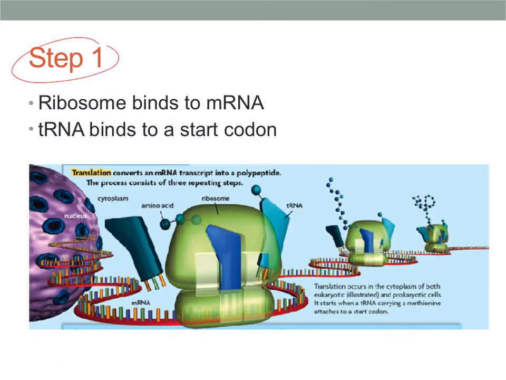Step 1 of translation. The ribosome would bind to a messenger RNA. So here's the ribosome. Messenger RNA is going to get threaded through it. It's going to bind to it. Remember, messenger RNA was made in the nucleus and leaves the nucleus to go to the cytoplasm. The anticodon on tRNA binds to the start codon on messenger RNA. So here it is. This would be our first tRNA bonding to the start codon on this messenger RNA. Okay, step 1.